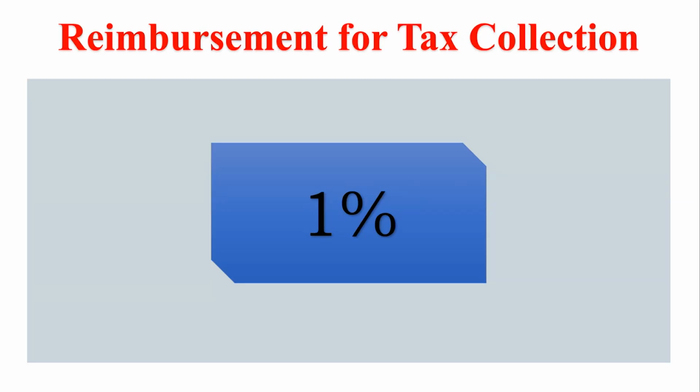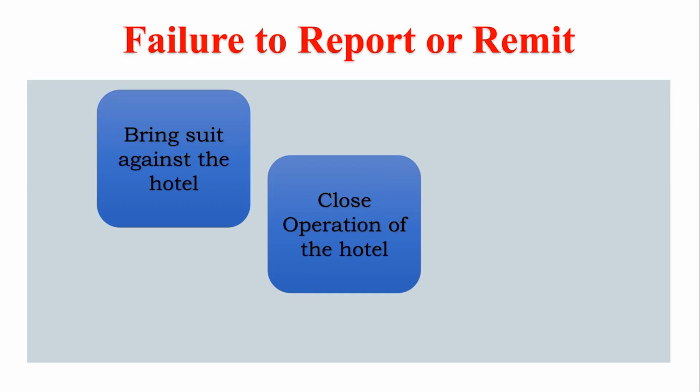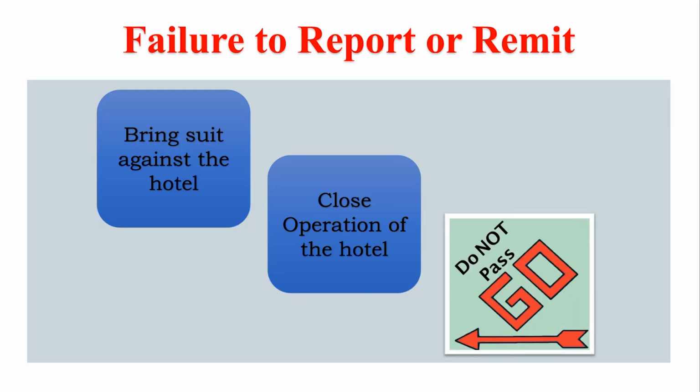Hotels are statutorily allowed to keep up to 1% of the hot tax collected to pay for the expense of collecting and remitting the tax. This includes the local and state tax. If a hotel does not file the tax report and remit the hot tax, a city or county can take actions against the hotel. A city or county can bring a suit against the hotel who has failed to file a tax report or pay the tax when due. The court order can also include the closure of the hotel until the tax is paid or the report filed.